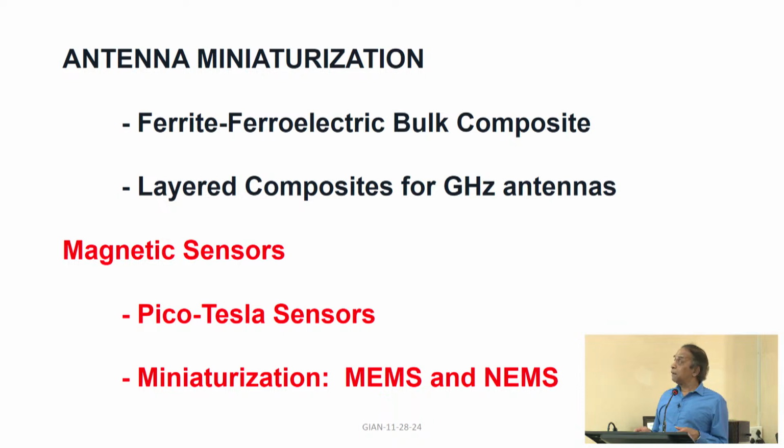The antenna miniaturization I will talk about using a ferrite ferroelectric bulk composite. This has nothing to do with the magnetoelectric effect. You'll see that in a minute. Then there are layered composites which are NEMS or MEMS. It is for true miniaturization for antennas from hundreds of megahertz all the way up to several gigahertz. And then we'll look at picotesla magnetic sensors, and then how to miniaturize them.